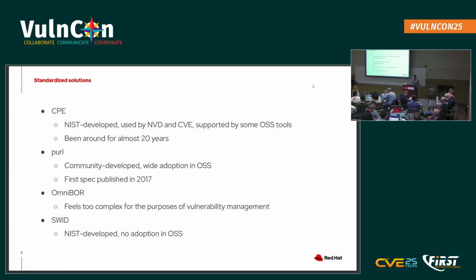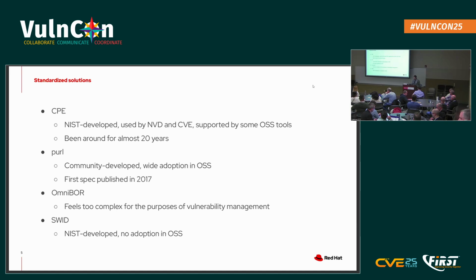And it's one of the oldest standards for trying to identify something. Initially, it was mostly around identifying products. It has evolved to its latest version 2.3, and it's used by NVD. It's now used quite heavily in the CVE dataset, and it has support within the open source ecosystem in some tools. The newer contender here is purl, which is a community-led standard, although it's not really a standard, I guess, an initiative. It's pretty widely adopted in the open source ecosystem. The first specification was published in 2017.